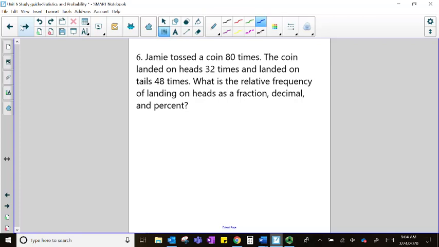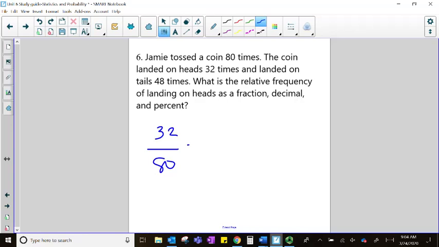Jamie tossed a coin 80 times. The coin landed on heads 32 times and landed on tails 48 times. What is the relative frequency of landing on heads as a fraction, decimal, and percent? Relative frequency is just another word for probability of it landing on heads. It landed on heads 32 times out of the total 80 times that they tossed it.